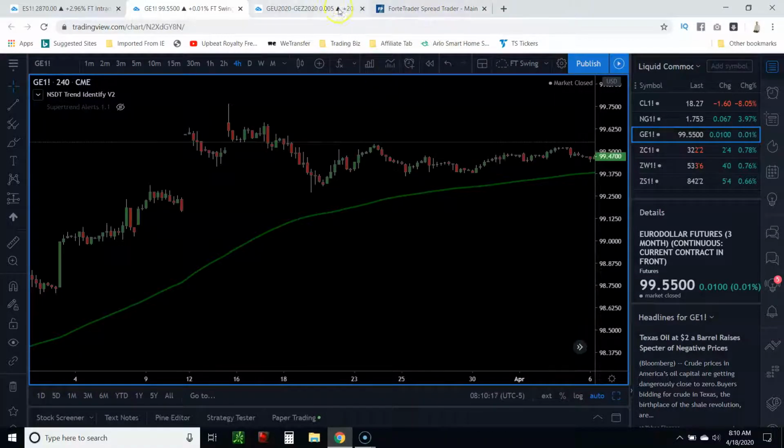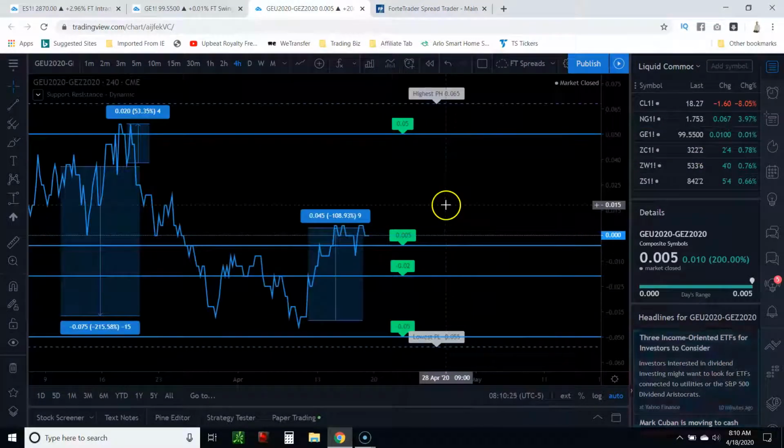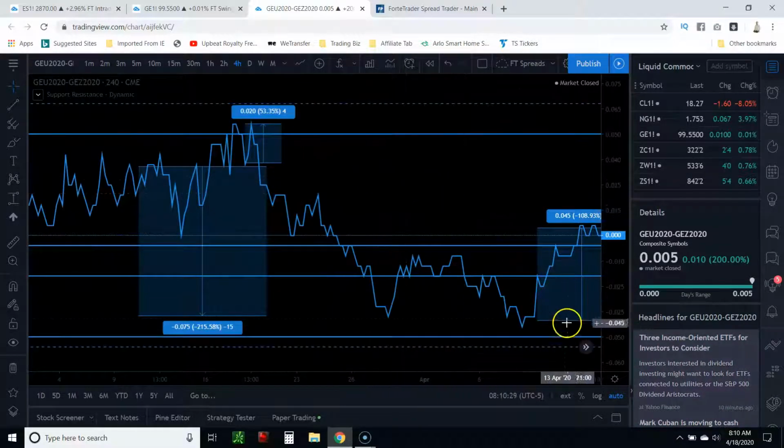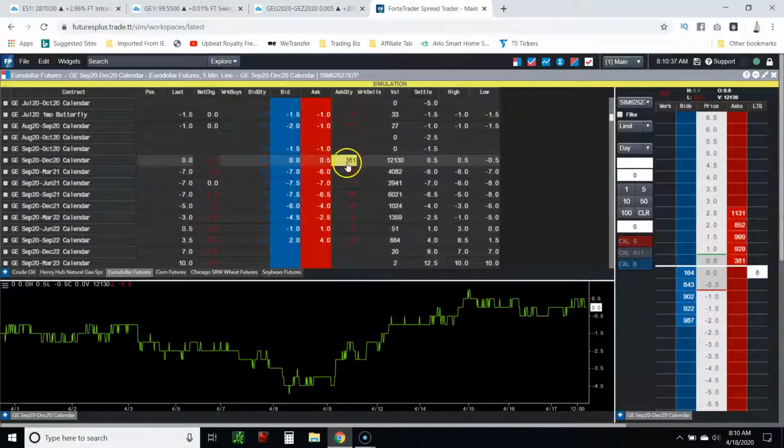So this is the way you can trade Euro Dollar: just do the spreads, and on the spread charts, find a good zone, find a good area, trade your zones, trade your areas. Make sure you're on the right contracts, and that you have volume there. That's it. That's as simple as that.